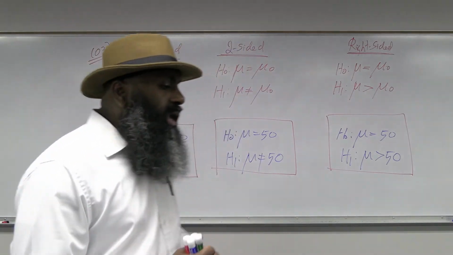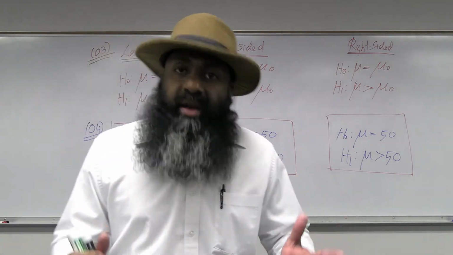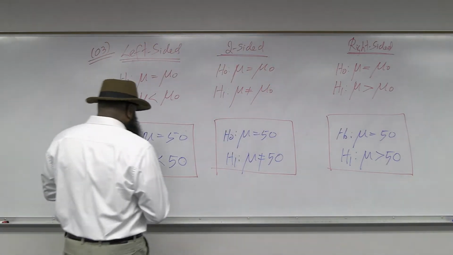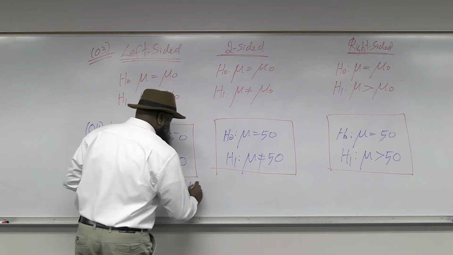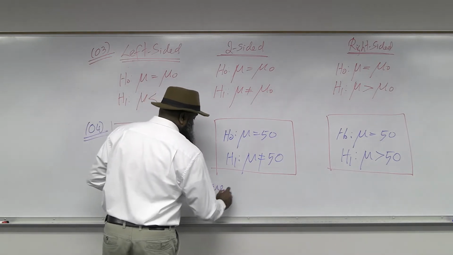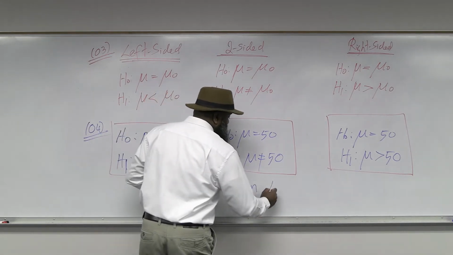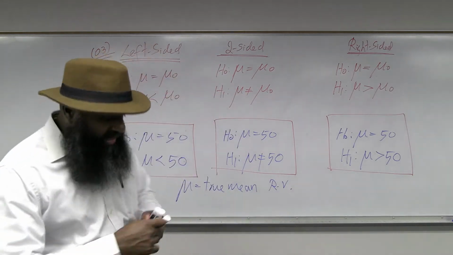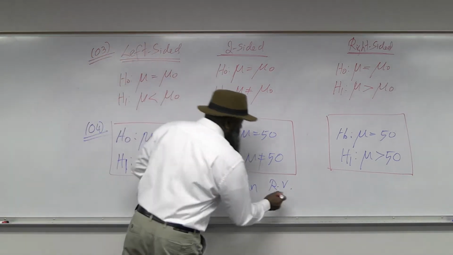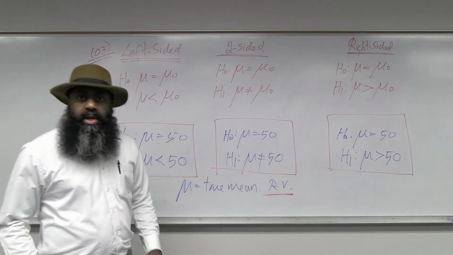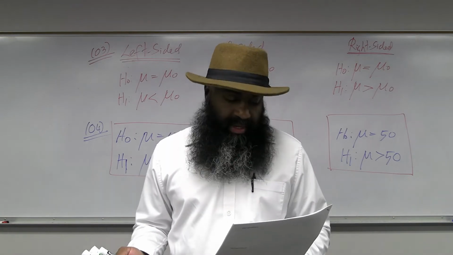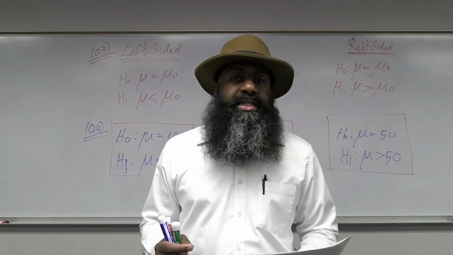That is, you must define what's the meaning of mu. So mu is always the true mean of your random variable. Don't write true mean of the random variable. Instead, write true mean of, and then write down the name of the random variable. Let's go to point number 5. Tests on a population mean.